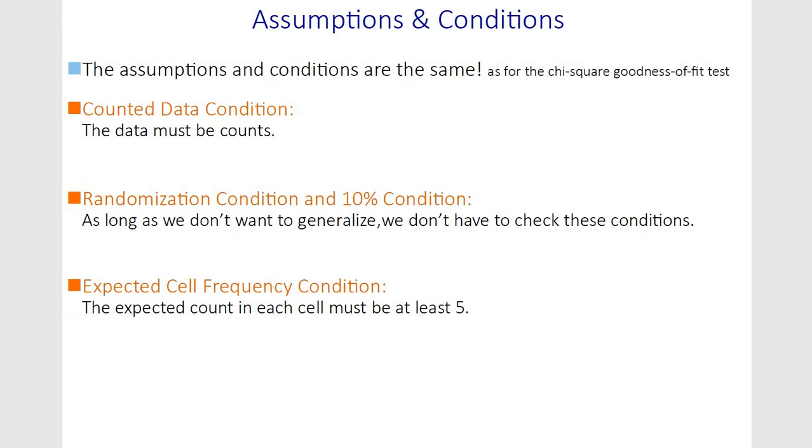Of course, there are always assumptions and conditions, so luckily these are all the same as the chi-squared goodness of fit. The counted data condition, the randomization, 10%, as long as we don't want to generalize, we don't have to check those conditions. The expected count still needs to be at least 5.